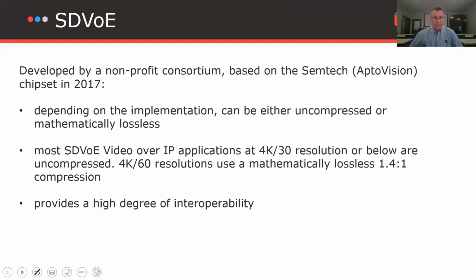Last one in that group is SDVoE. It was designed by a company up here in Canada called Aptovision before they got bought out by Semtech. Their implementation is really either uncompressed or mathematically lossless. Anything that's 4K 30 resolution or below would be completely uncompressed, the same way that HDMI, HDBaseT, and DisplayPort are all uncompressed. So would SDVoE. If it's a 4K 60 application, then they use a mathematically lossless codec to be able to put that across a 10 gig network. And it also provides a high degree of interoperability, which is great.